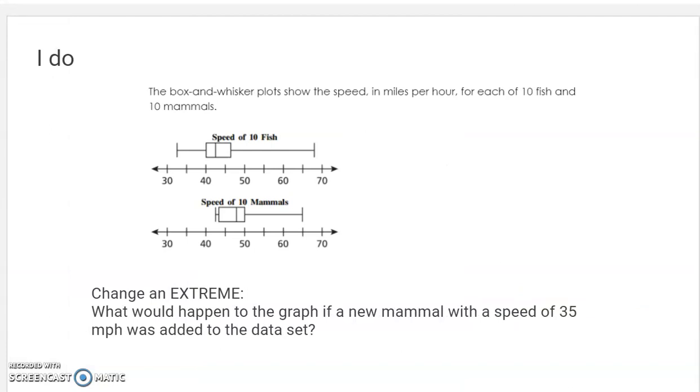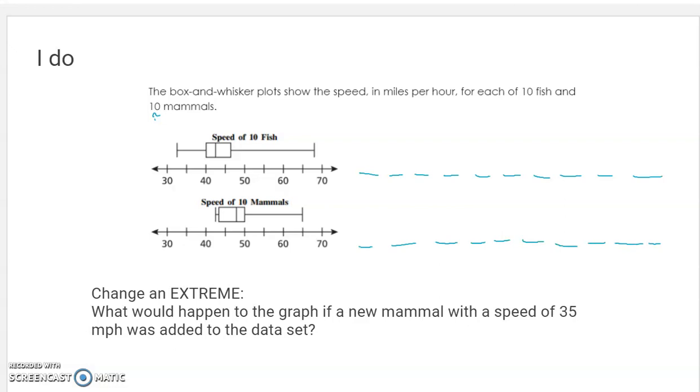You can go ahead and pause and get used to this question first. Then I'll go through it, if you want to take a little time on your own to analyze these graphs in your head. This is the speed of 10 different fish and 10 different mammals in miles per hour. Sometimes we know this number, 10. In this one in particular, there'd be 10 of each. We won't always know that. Sometimes it just says it's a whole lot and we don't know how many, but here we do.